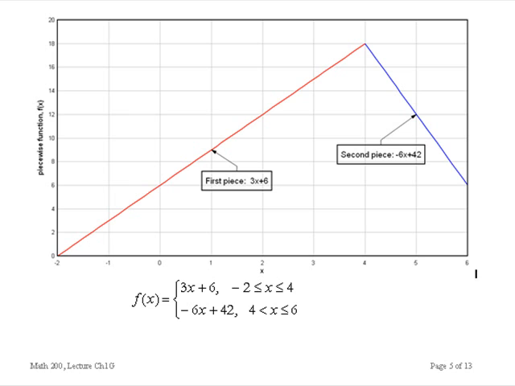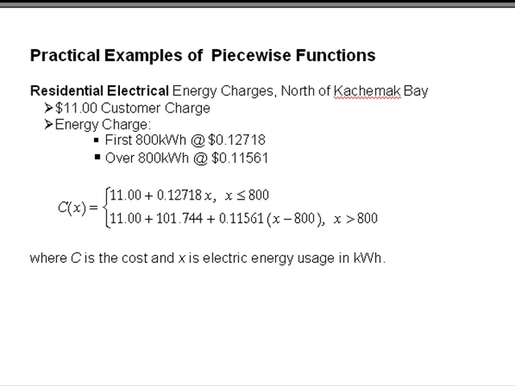So here's your first piece. Here's your second piece. It is a continuous piecewise function. It doesn't have to be continuous. This one just happens to be continuous. The domain of F is the closed interval from -2 to 6, but each piece has its own subdomain: -2 to 4 for the first piece, and from an open interval at 4 up to 6 for the second piece. Okay, now I'll give you an example from real life so that you don't think I'm making this up.